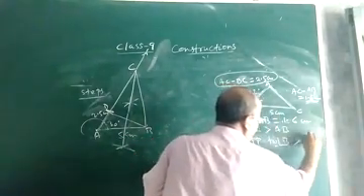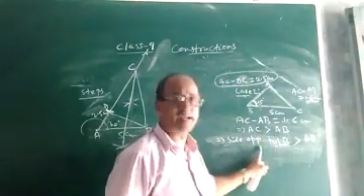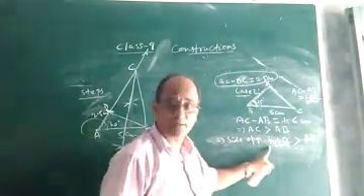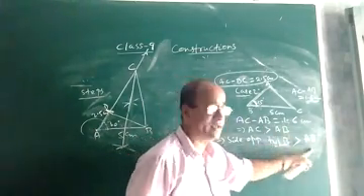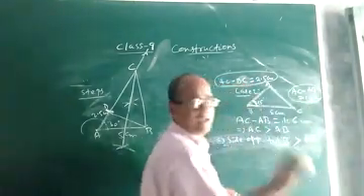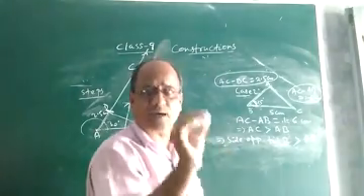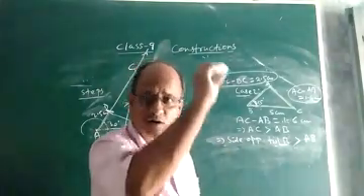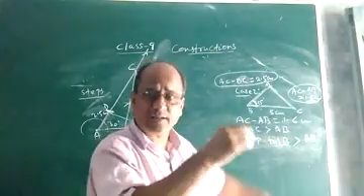AC is greater than AB, but AC is the side opposite to the given angle B, and the side opposite to angle B is greater than the third side AB. So in this case, the difference AC minus AB, the difference of two sides which is given, 1.6 centimeter, will not be cut upward, it will be cut downward.